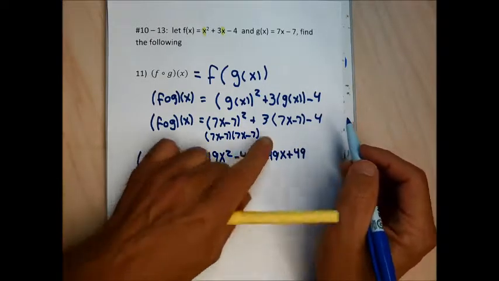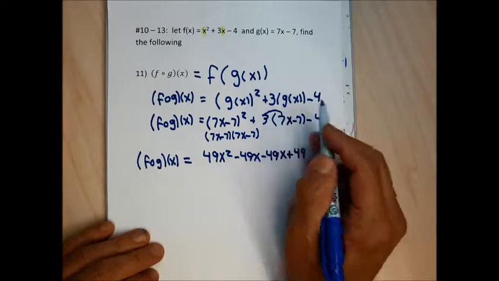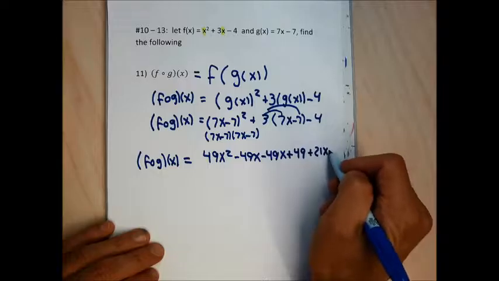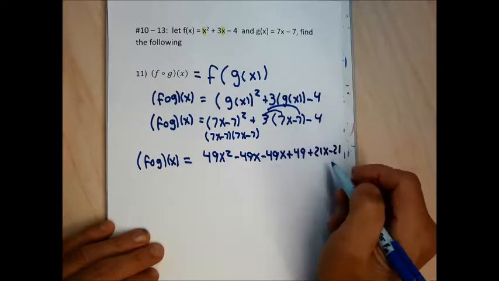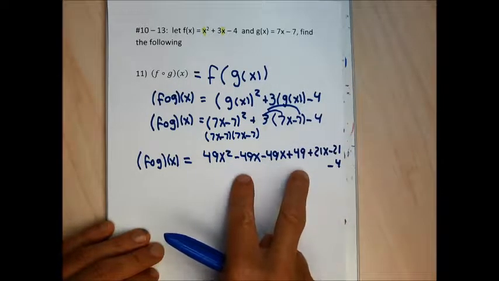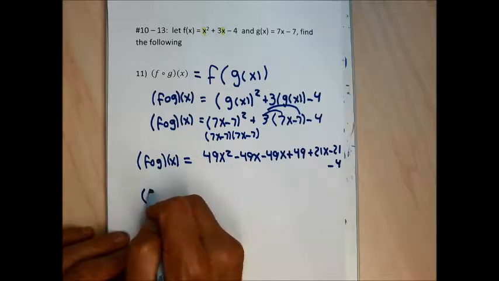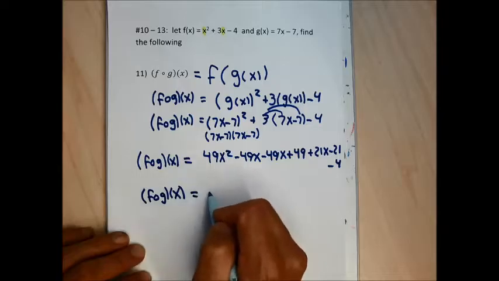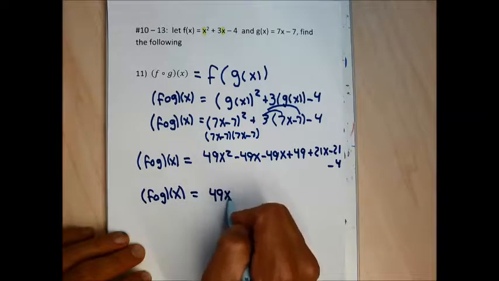And then I might as well clear this parentheses by going 3 times 7x is plus 21x, 3 times minus 7 is minus 21, and bring down this minus 4. This is an unsimplified version of the answer. Now I'm going to combine like terms and get something that I should probably attempt to factor, but I'm probably not going to because the numbers are too big.